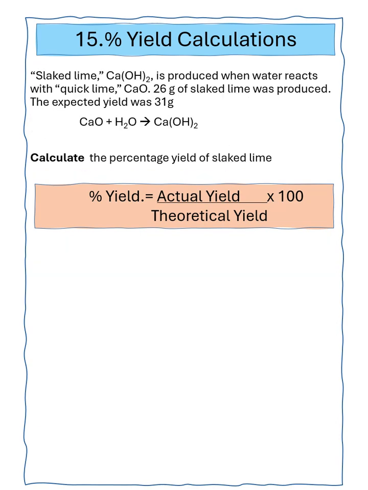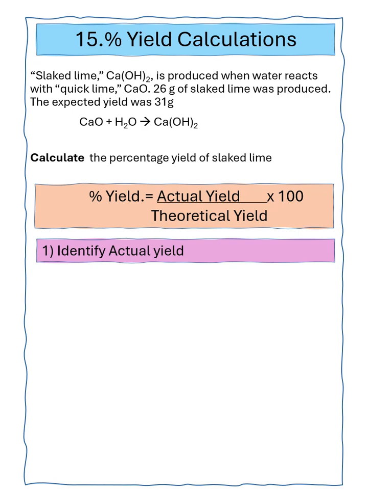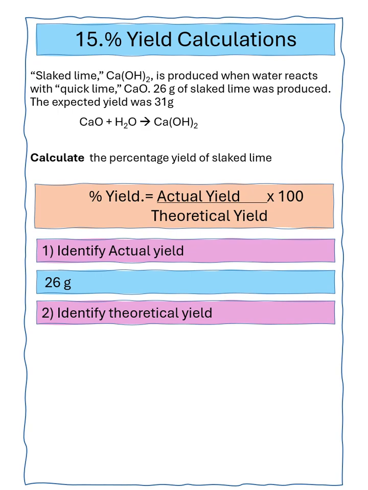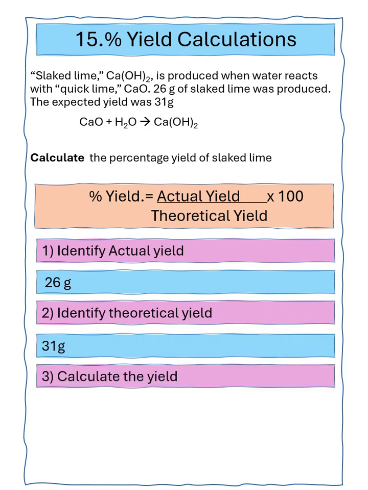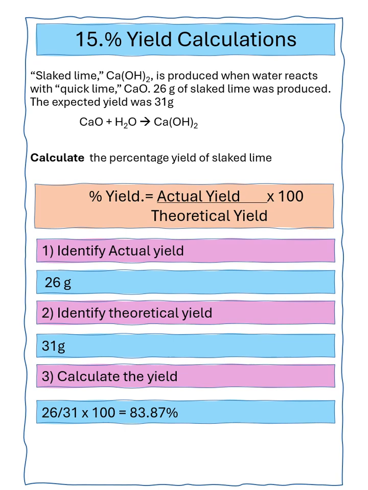Question 15. Slaked lime is produced when water reacts with quicklime. 26 grams of slaked lime was produced. The expected yield was 31 grams. Calculate the percentage yield of slaked lime. So we use the equation, percentage yield equals actual yield divided by theoretical yield times 100. We first want to identify the actual yield, so that's 26 grams. We then identify the theoretical yield, which is 31 grams. We put those numbers into the equation, so 26 divided by 31 times 100 equals 83.87% as a percentage yield.